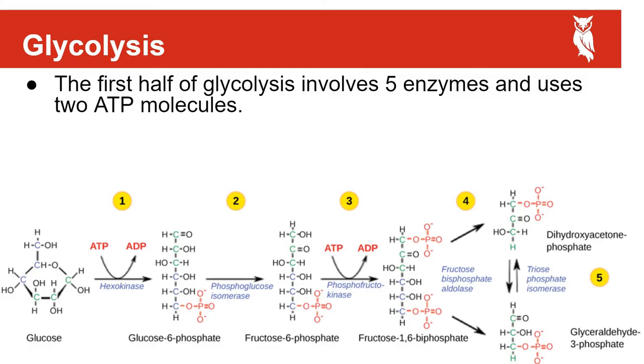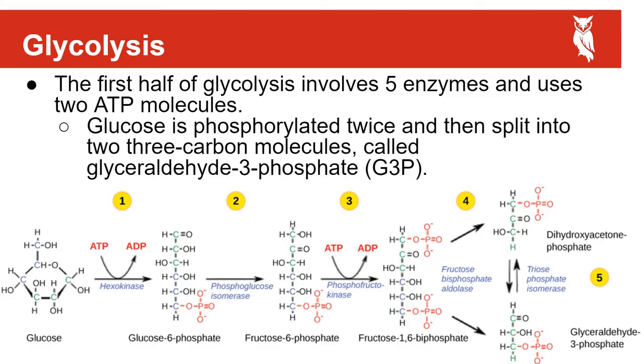First half of glycolysis involves 5 enzymes. It uses 2 ATP molecules. The book doesn't go in depth into what each enzyme is, so I am not going to make you memorize it, but I'm going to tell you that I had to memorize it in college, and it was terrible.